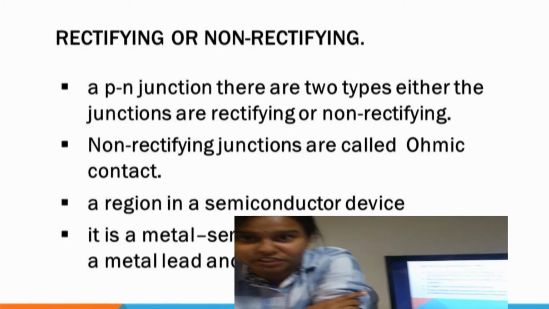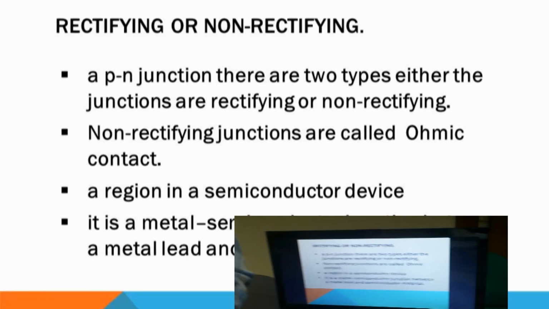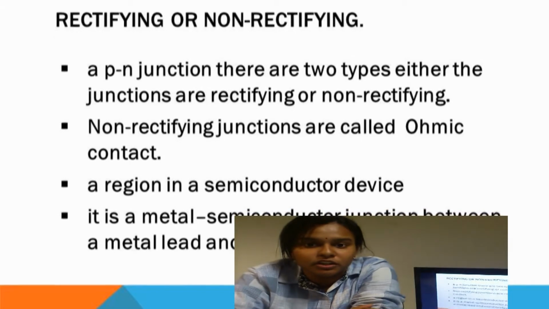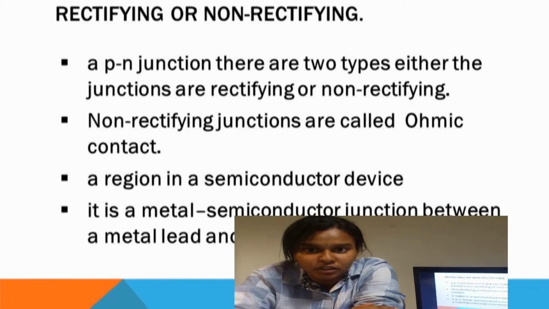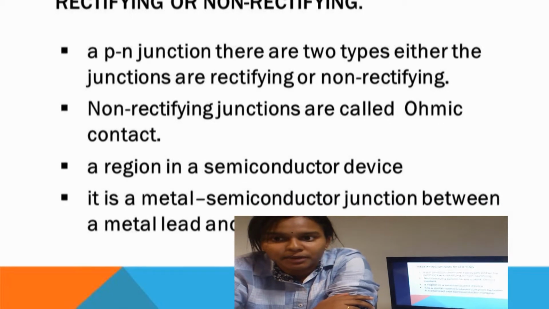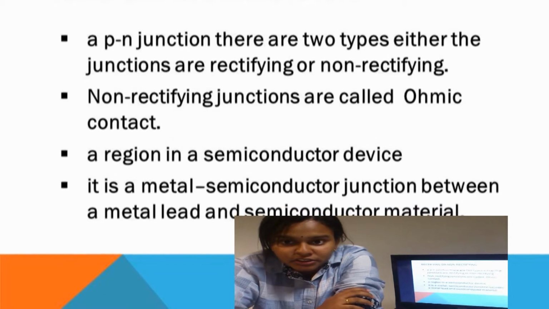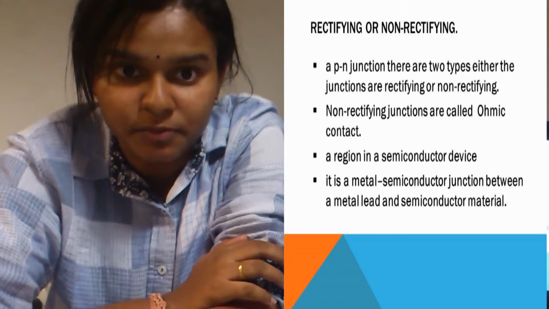I'm Gunasundari. I will be talking about rectifying and non-rectifying junctions. In a PN junction, there are two types: one is rectifying and one is non-rectifying. Non-rectifying junctions are called ohmic contacts. Rectifying junctions are employed in electronic components including PN diodes, Schottky diodes and bipolar junction transistors.